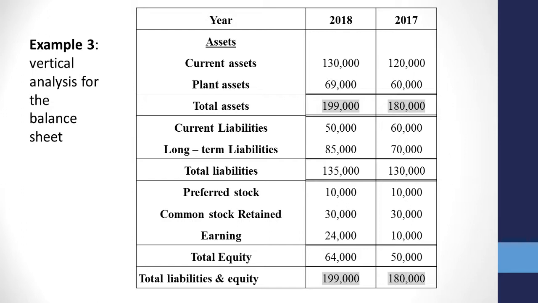As an example of how to make a vertical analysis for the balance sheet, we have this example. You are given the balance sheet for 2018 and 2017. Here we have the assets, here we have the liabilities and the owner's equity, and the total liabilities and owner's equity. You are required to make a vertical analysis for 2018 and 2017. Let's see how we're going to make a vertical analysis.